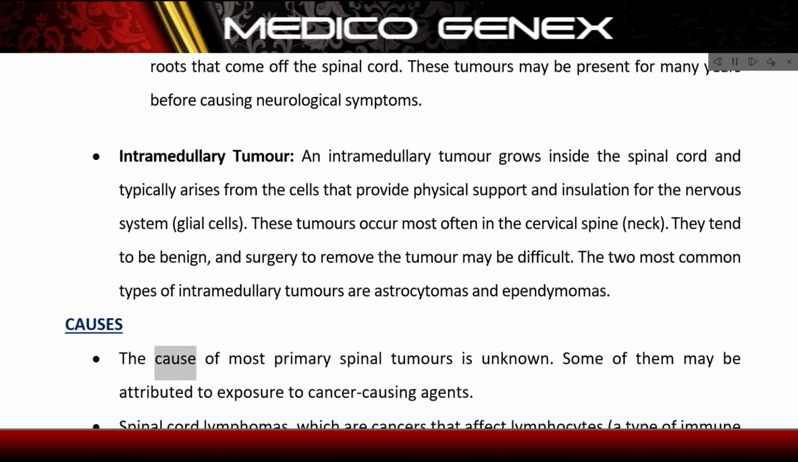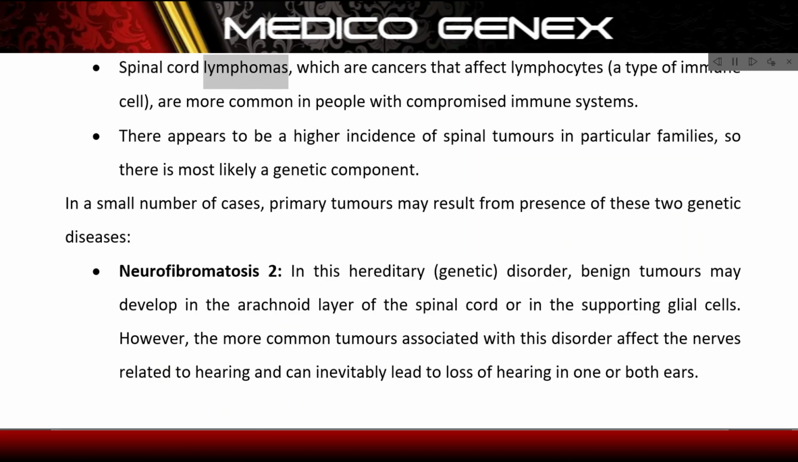Causes. The cause of most primary spinal tumors is unknown. Some of them may be attributed to exposure to cancer-causing agents. Spinal cord lymphomas, which are cancers that affect lymphocytes, a type of immune cell, are more common in people with compromised immune systems. There appears to be a higher incidence of spinal tumors in particular families, so there is most likely a genetic component. In a small number of cases, primary tumors may result from presence of these two genetic diseases.